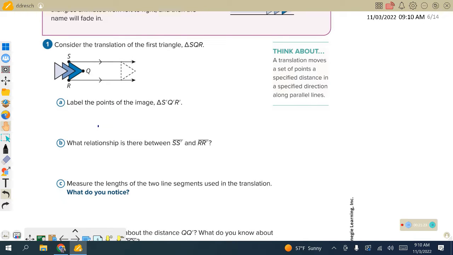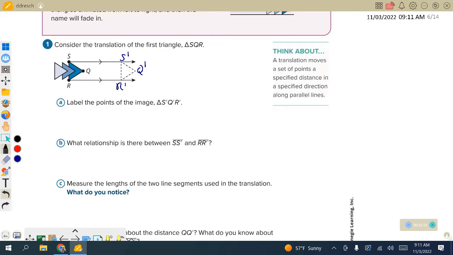As we work into this topic, the corresponding parts need to be matching up. Sometimes it doesn't really matter, but as we start getting into the nitty gritty of things, we want to make sure you can play the matching game correctly. So this one's pretty straightforward. If you mess this up, we got some issues. S prime, Q prime, and R prime. So they did a horizontal translation. Everything stays in that same orientation.